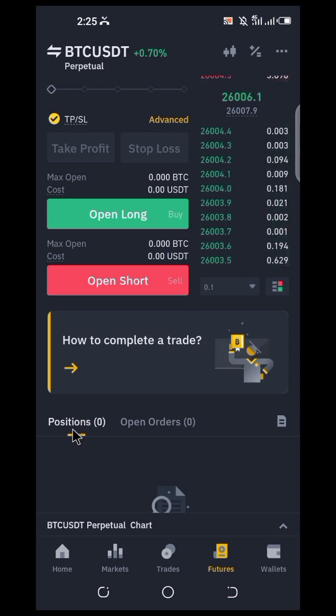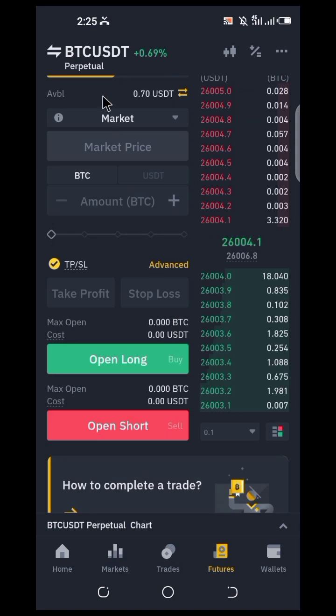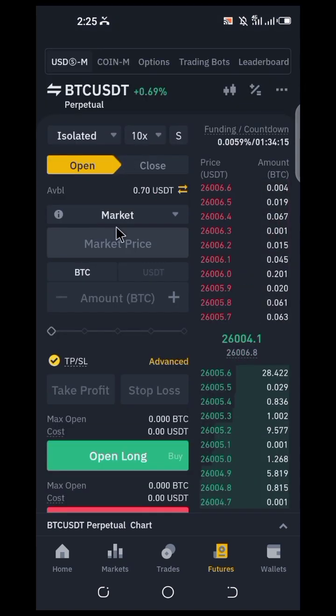And then the next thing is the position and then the open position. What this means is that when you open a position using the market order, it is going to be triggered, it is going to be activated, it is going to be actively ongoing in the market.